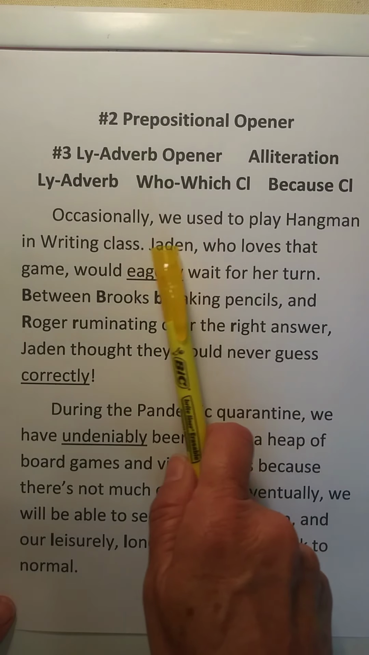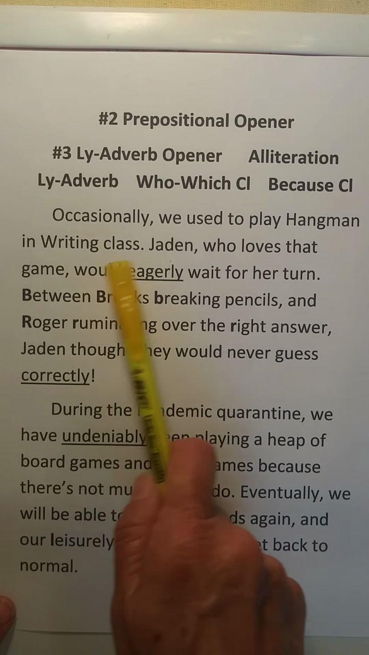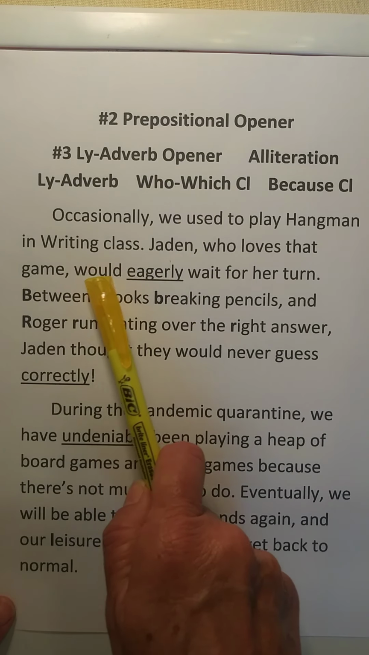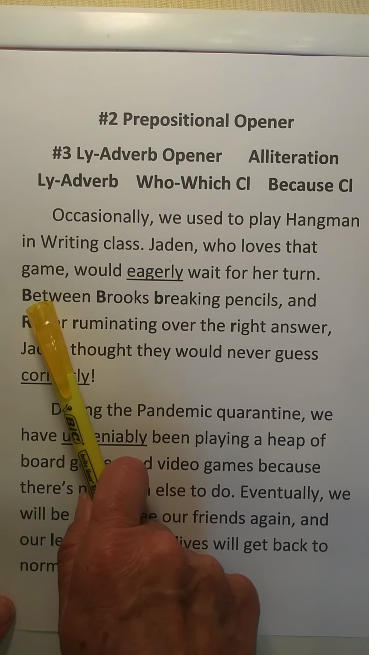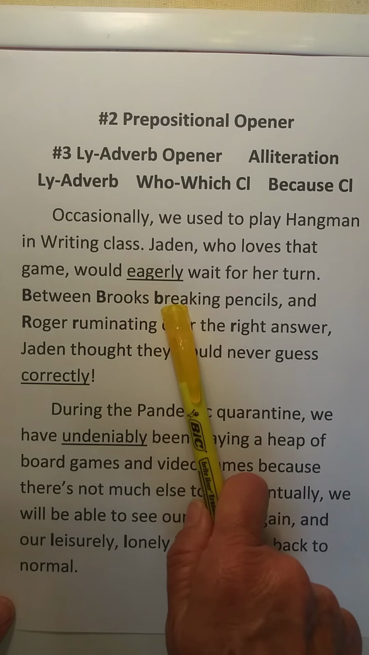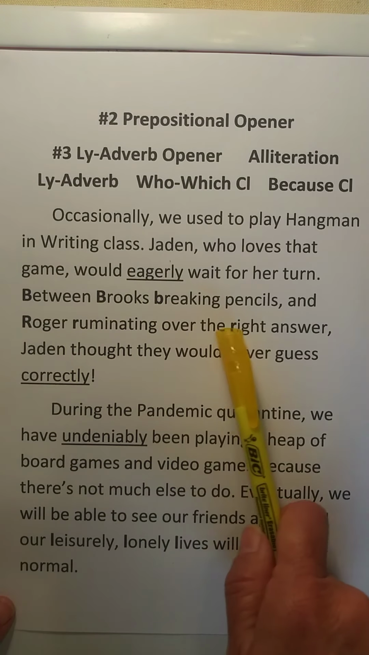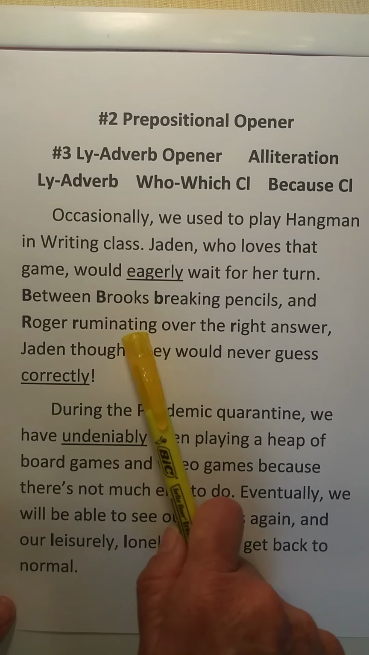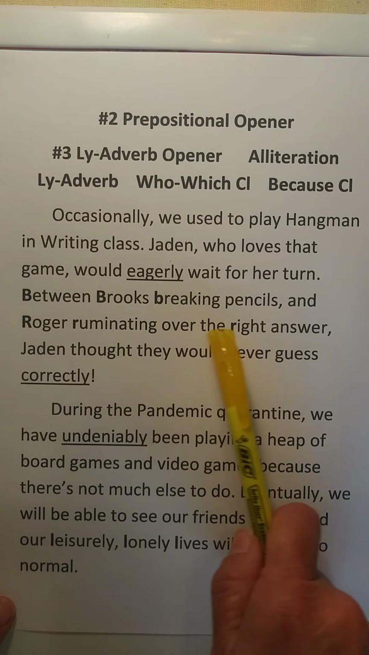We used to play hangman in writing class. Jaden, who, there's your who which clause, who loves that game. Remember the comma before the who which clause and after the who which clause. Would eagerly wait for her turn. And then here we have an alliteration. Between Brooks breaking. Here we have another alliteration. Roger ruminating right. Notice there are two small words between the R words, and that's okay as long as it doesn't interrupt the flow of Roger ruminating over the right answer.